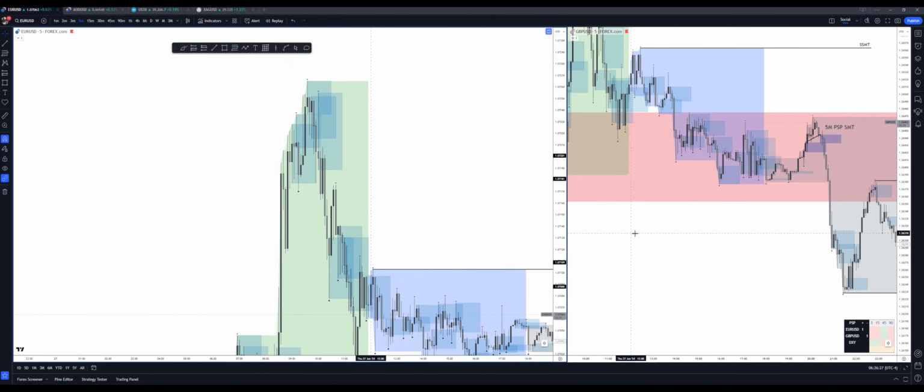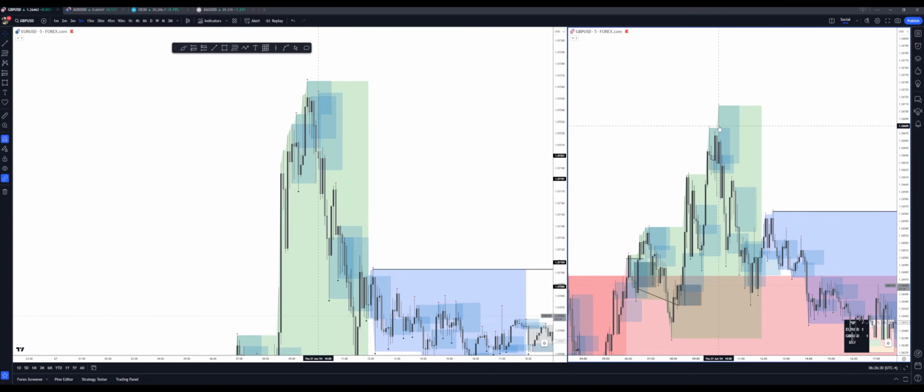And we can see that PSP is pretty important, because if we actually look at it in the spectrum of just PSP SMT, we can see there's a PSP candle on the 5-minute. You can see this is also a PSP candle on the 5-minute.